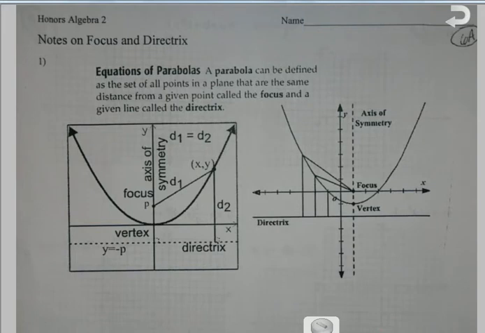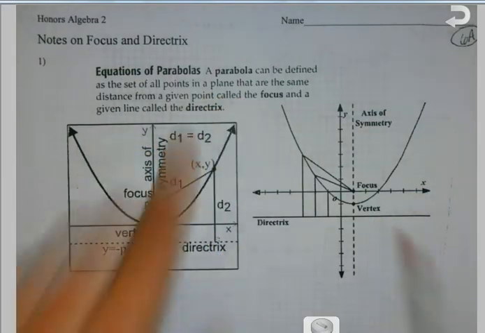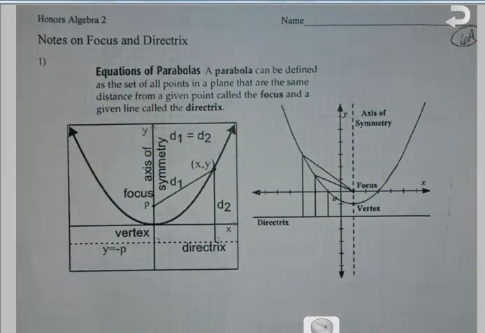We've talked about how it's symmetrical, and that there's an axis of symmetry that if I folded over it, I'd get two sides that are the same. But why does it act that way? And here's the reason. So we've got all these sets of a point. They're the same distance from a single point called the focus.